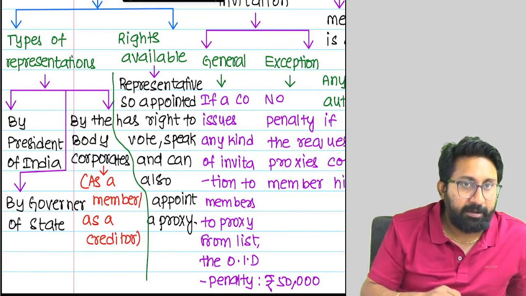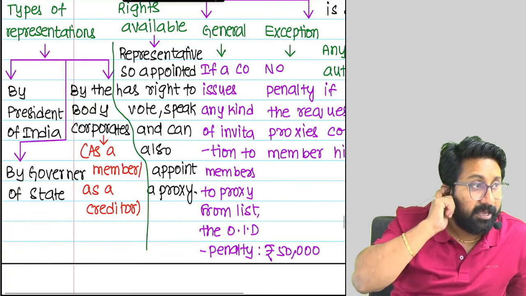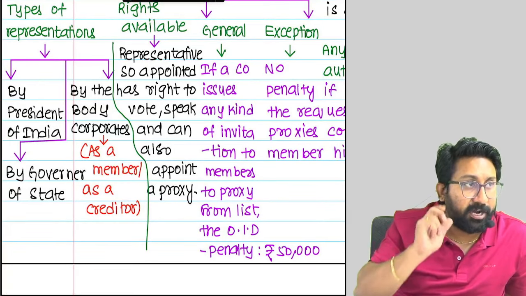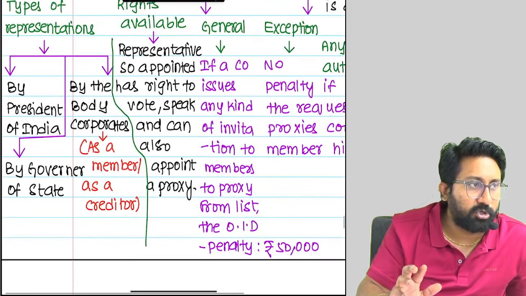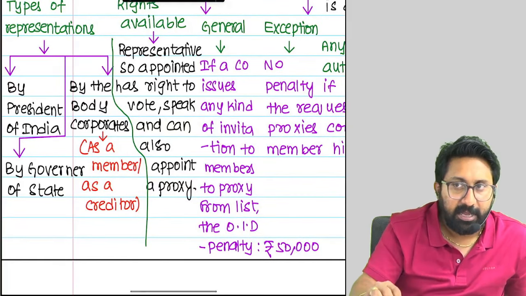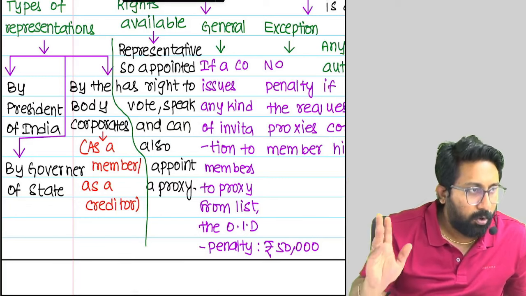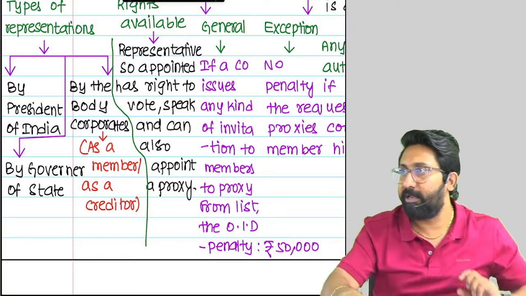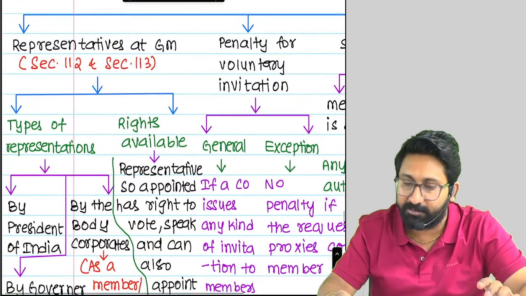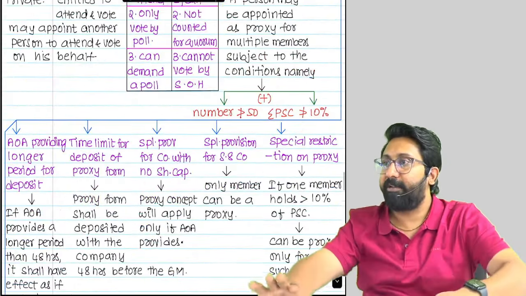Types of representative. Representatives appointed by the President of India, Governor of the state, or by the body corporates. Rights available. A representative so appointed in both the sections has a right to vote, speak, and can also appoint a proxy. That's all. This is the end of all important concepts inside proxies and representatives.